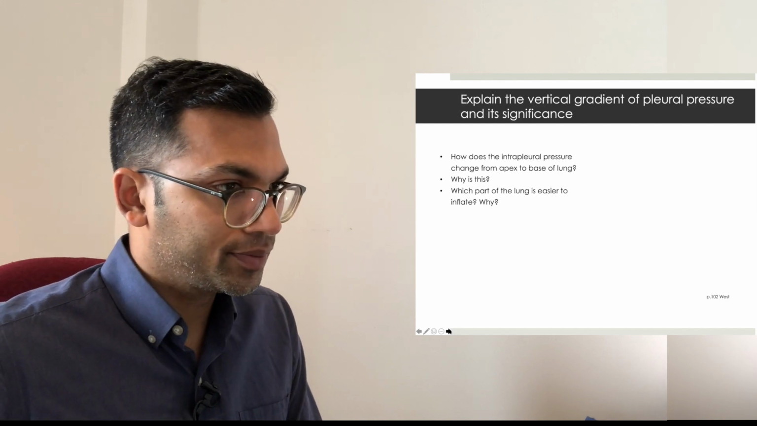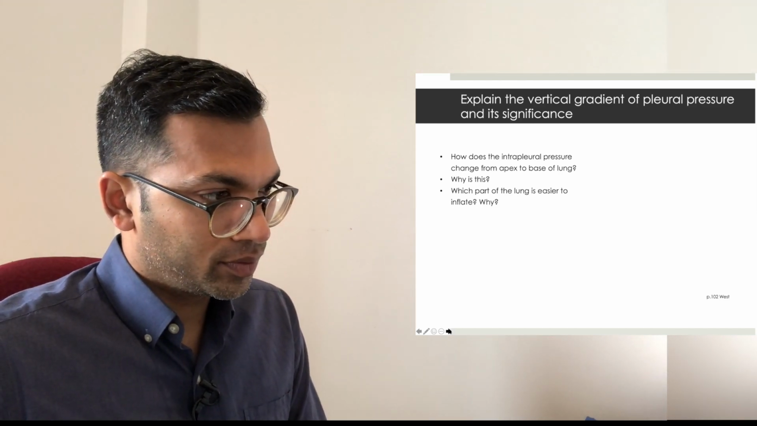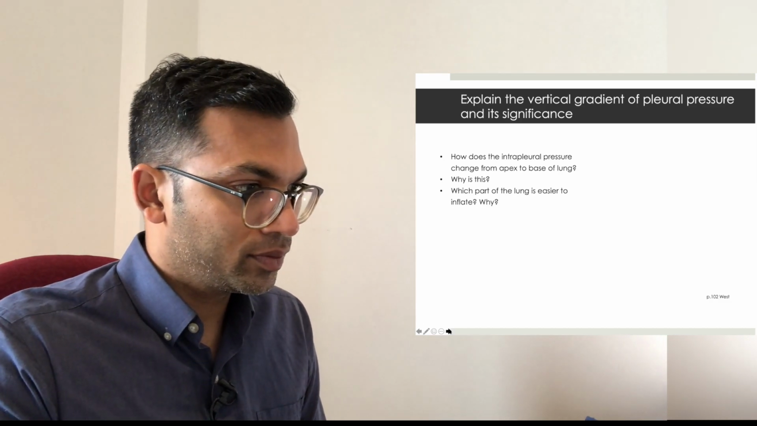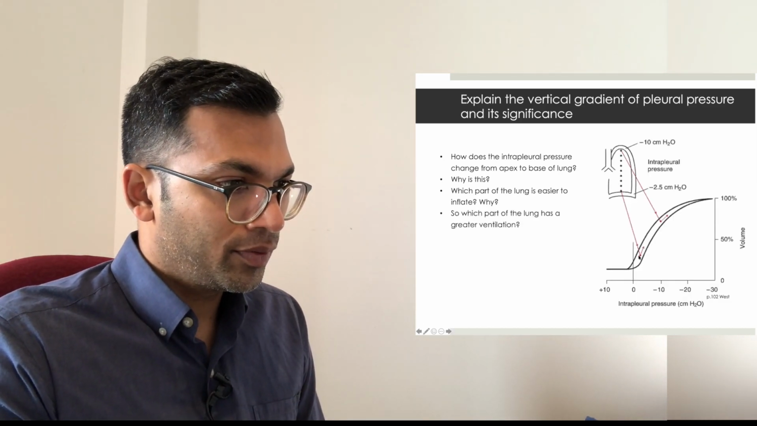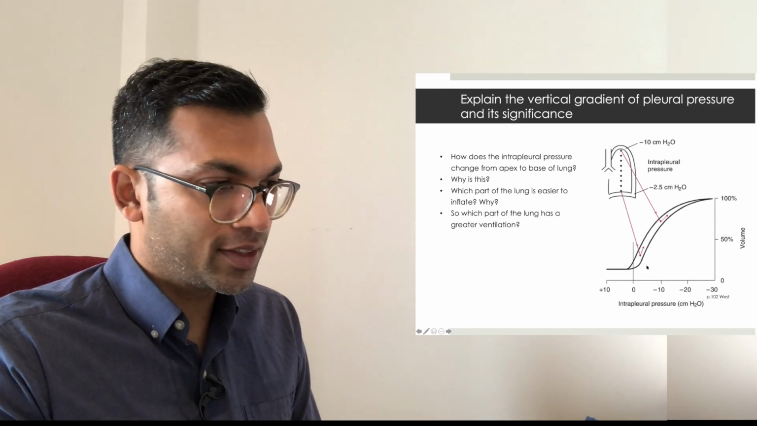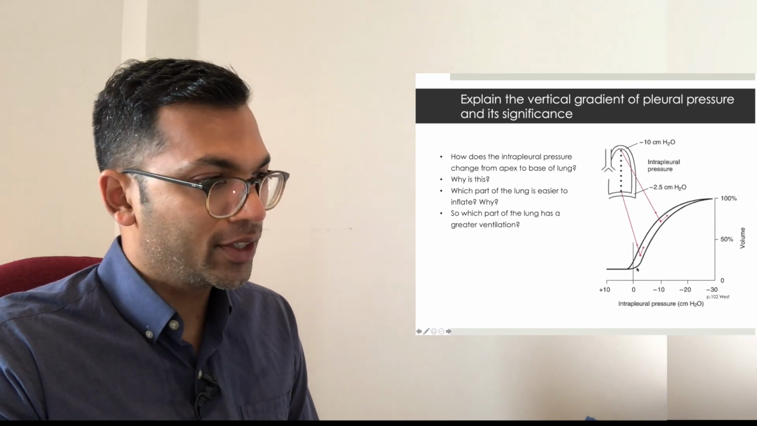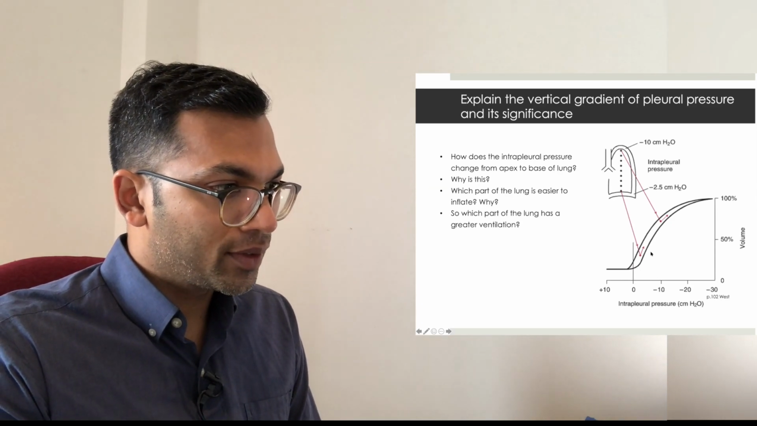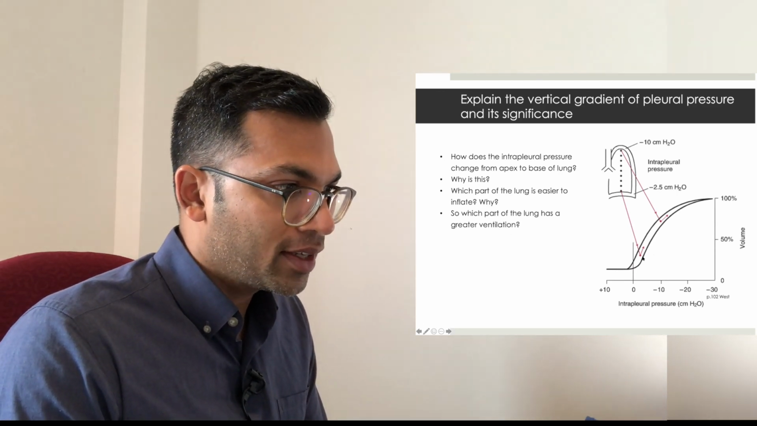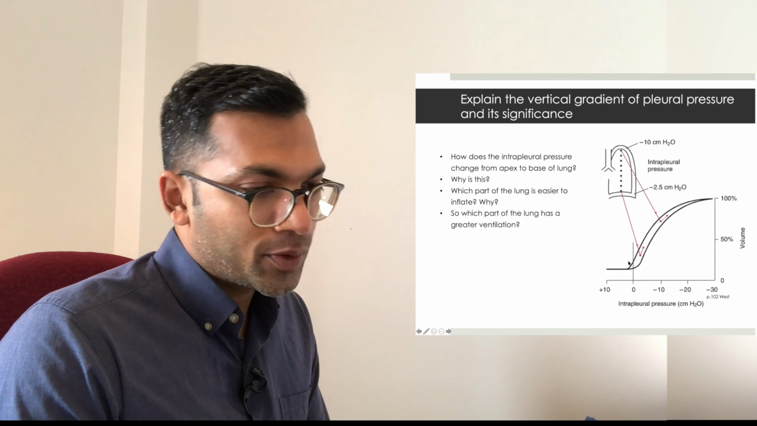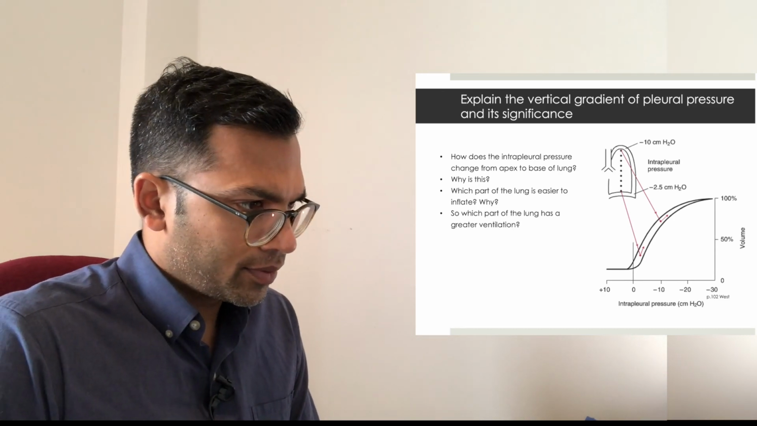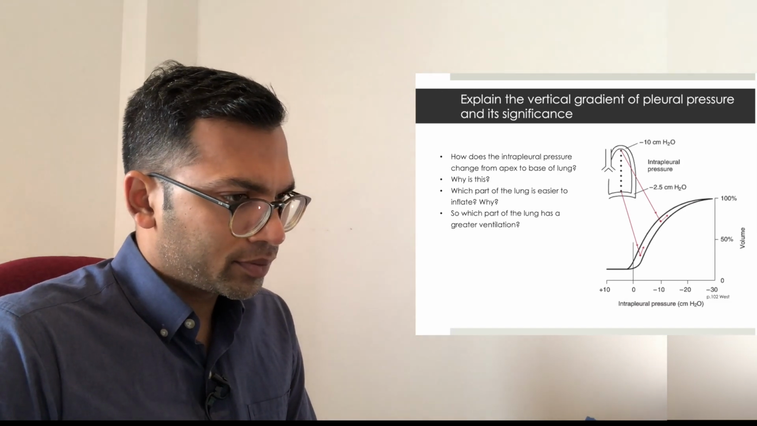Yes. And it means that the base of the lung is easier to inflate than the top of the lung because it's on a steeper part of the compliance curve. So you've got a larger change in volume for unit change in pressure. Fantastic. So that's the steeper part of the compliance curve. That's simply why at any given pressure you get more volume. So which part of the lung has greater ventilation? It's the base. And which part of the lung has larger alveoli? The apex of the lung has larger alveoli.